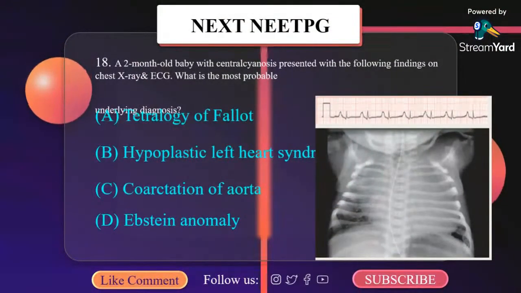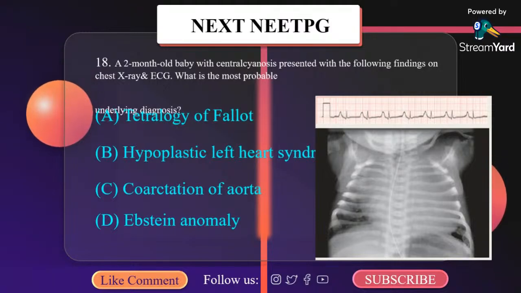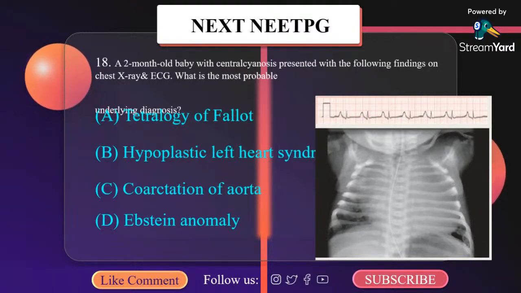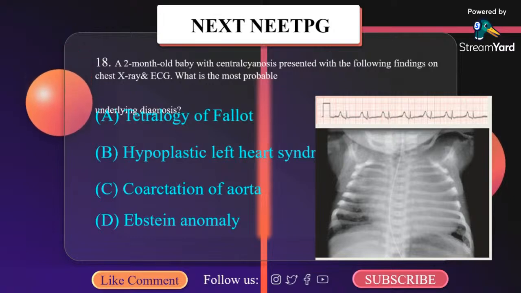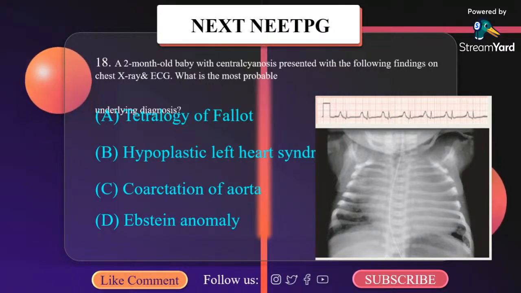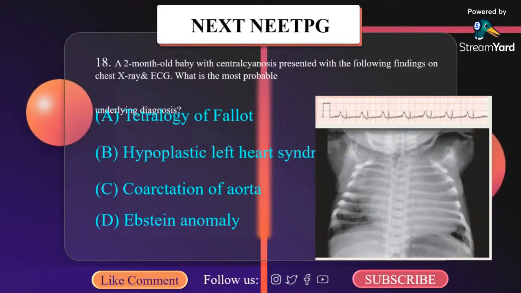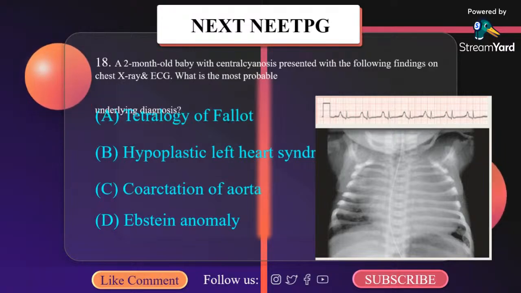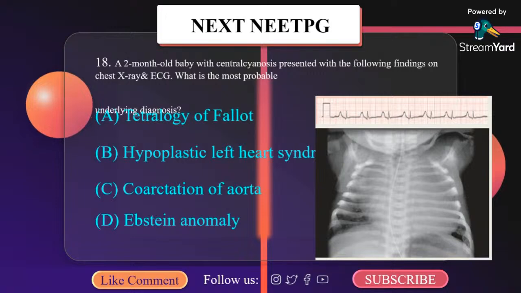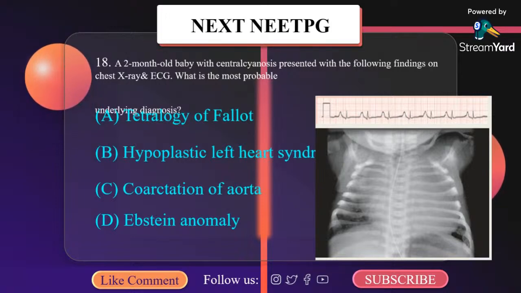A 2-month-old baby presented with central cyanosis, with the following findings on chest X-ray and ECG. See the chest X-ray carefully. What is the most probable diagnosis? The ECG is showing tall P waves, that is Himalayan P waves, and chest X-ray is showing a box-shaped heart. Box-shaped heart is seen in Ebstein anomaly.